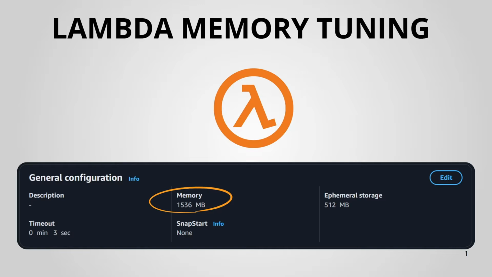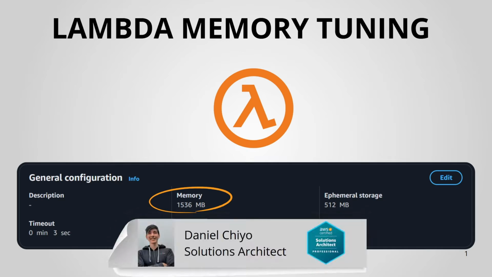What if I told you your Lambda functions could be running half of the time and costing less? By the end of this video, you'll know how to easily find the best memory configuration that balances performance and cost, making your functions faster and cheaper. My name is Daniel Chio, and I've been working for 4 years with cloud technologies, helping customers optimize their workloads daily. So let's get started.